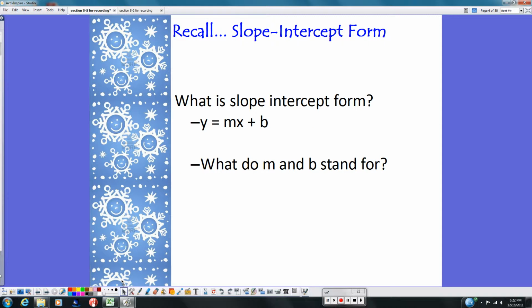Let's just review our old forms that we used. First of all, slope-intercept form. What is it? Remember, it's y equals mx plus b. What do m and b stand for? Well, m is the slope and b is the y-intercept.